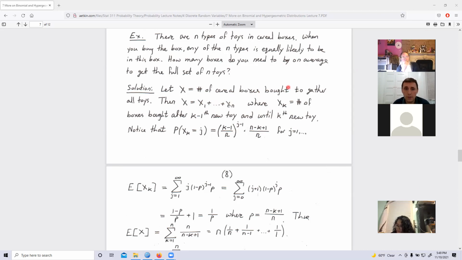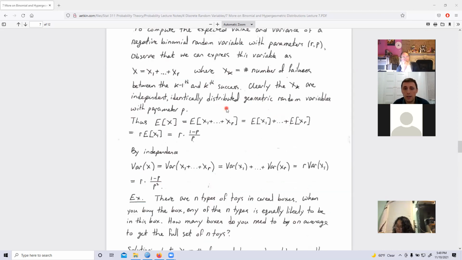Good, right? And before I go through it, guys, X1, what type of distribution will it have, do you think? Well, X1 is easy. The answer is obviously 1, right? As soon as you buy a box, you get a toy. What about X2? What distribution will X2 have?